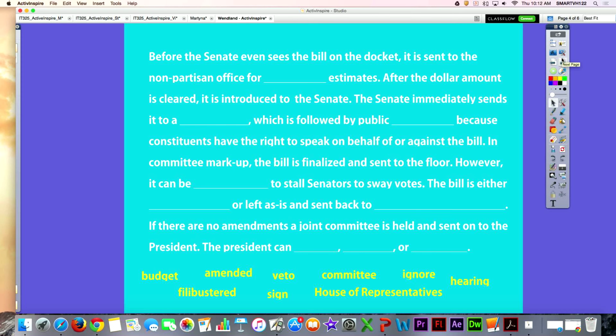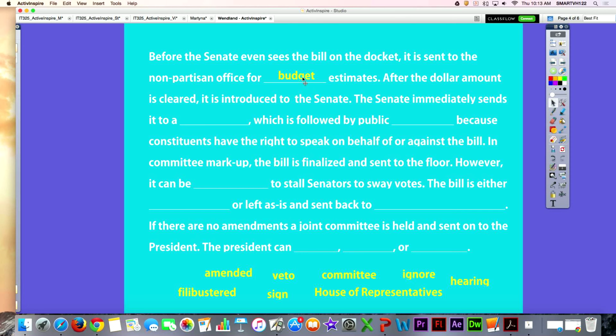Okay, we're going to do the same thing for the Senate. So before the Senate even actually sees the bill, it is sent to a nonpartisan office for something that concerns all of you. Basically, if that's going to impact our lives, then we need to know where the money is coming from. So the nonpartisan office for budget estimates. After the dollar amount is introduced and cleared, it's sent on to the Senate.